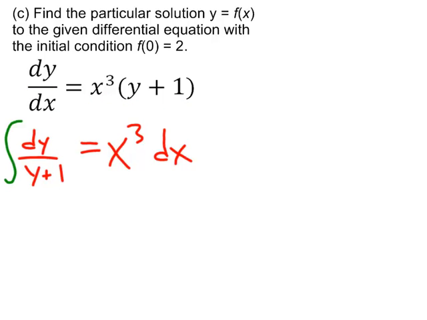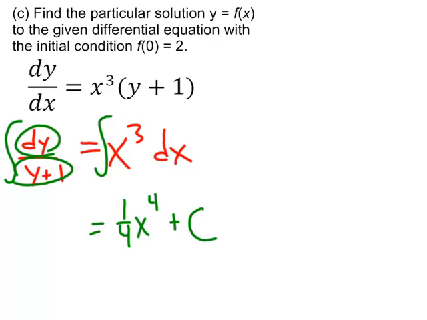So our variables are separated. We'll integrate both sides, and on the right we'll get x to the 4th and a 1/4 in front. And we typically put the plus C on the side with the x's. And then over here on the left, we see our u prime over u form, so we'll put ln absolute value y plus 1.